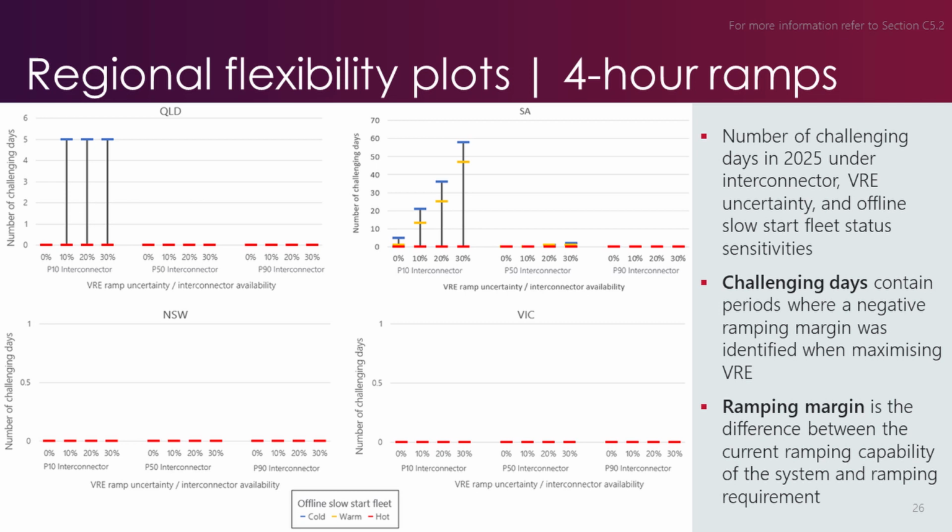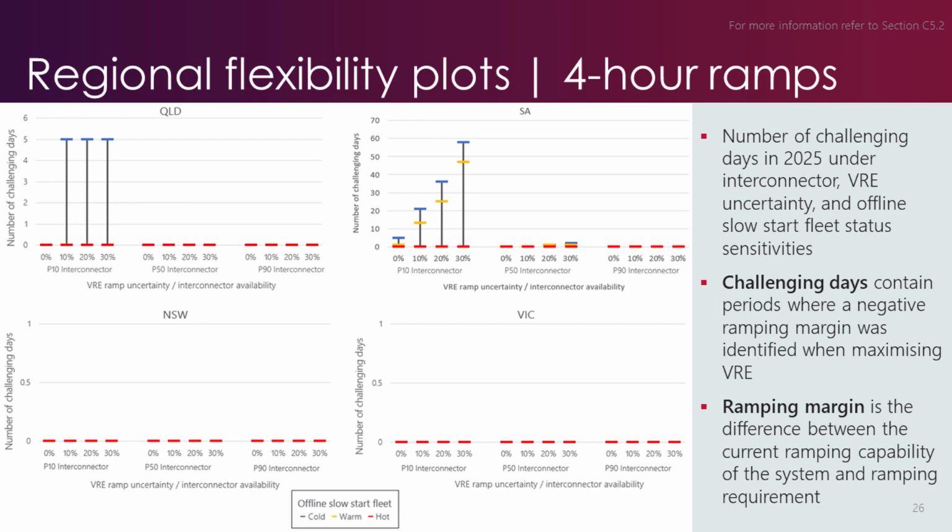Some of the analysis of our modeling is presented here, with regional flexibility plots for 4-hour windows. Our analysis included flexibility over both 30-minute and 1-hour windows too, which can be found in sections C5.2.2 and C5.2.3 of the report. These plots here show the number of challenging days each NEM mainland region faces under different sensitivities. A challenging day is a day where our modeling identified a negative ramping margin, which is when there's not enough flexibility under the given sensitivity to meet an upward ramp in net demand, in this case, a 4-hour ramp. These challenging days represent periods where the demand and supply for flexibility is tight.